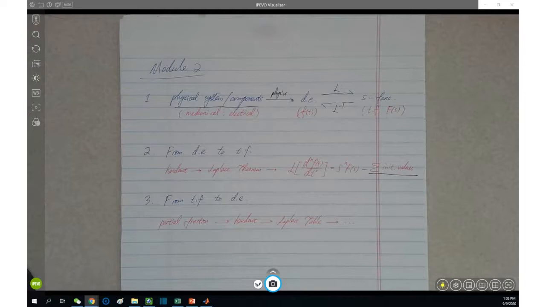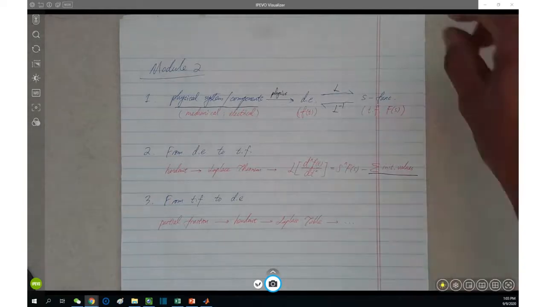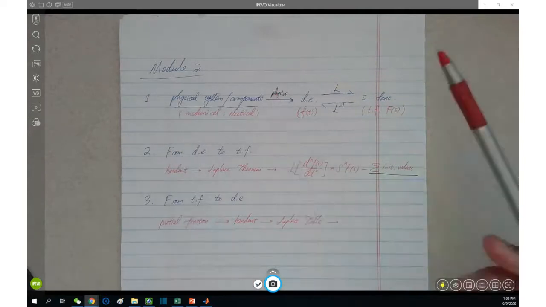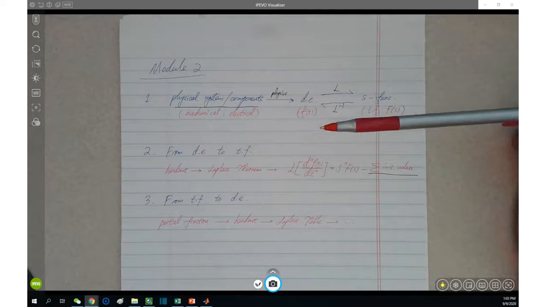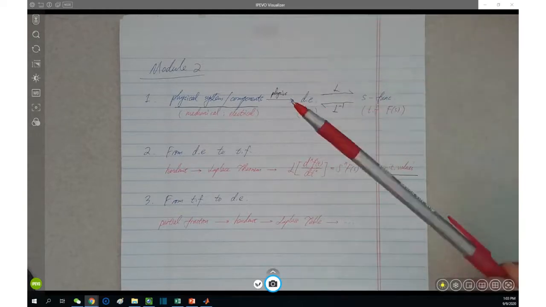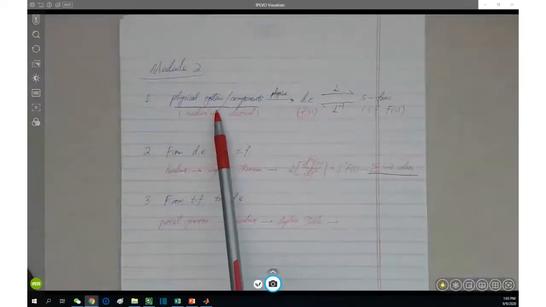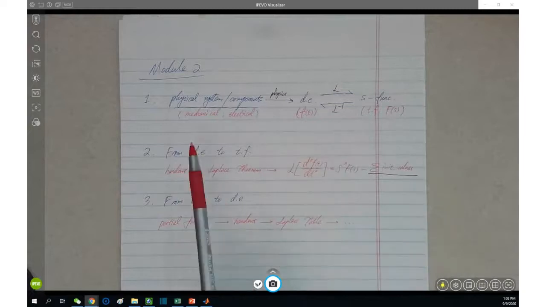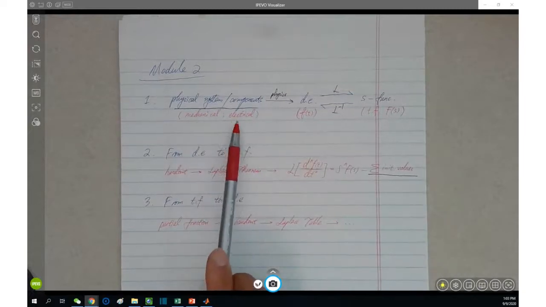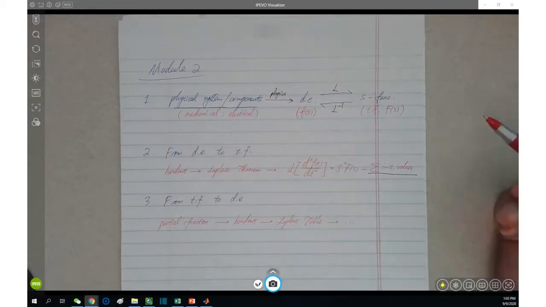Here, first of all, I'm trying to summarize what we have learned as well as what we will learn in this particular module, module 2, the frequency domain modeling. And last lecture, we provided the overall picture of this module. We begin with the physical system or component. Generally speaking, they're either mechanical or electrical components or subsystems.